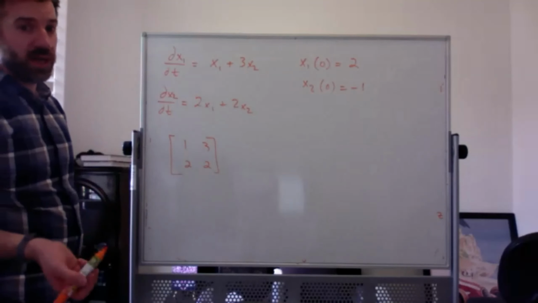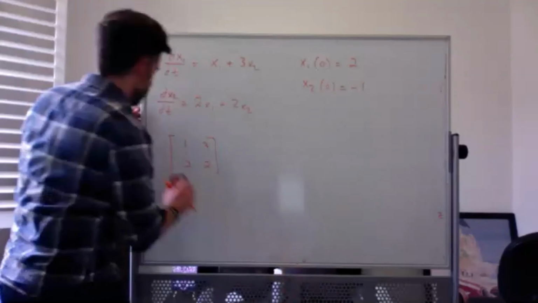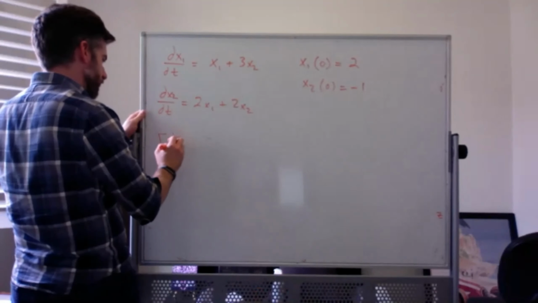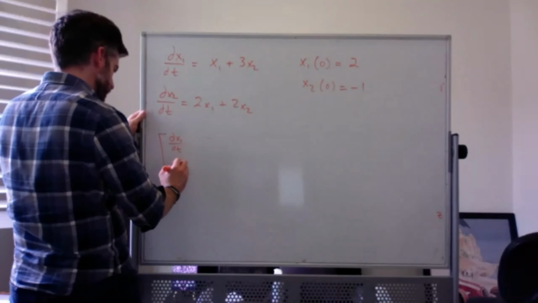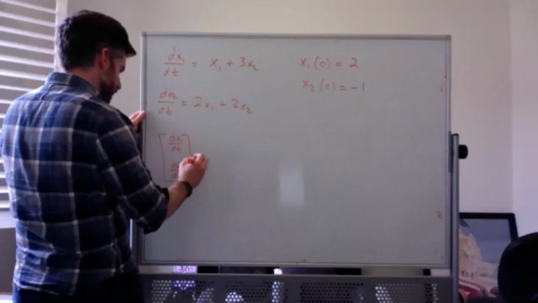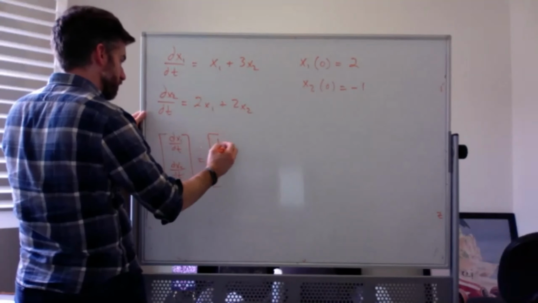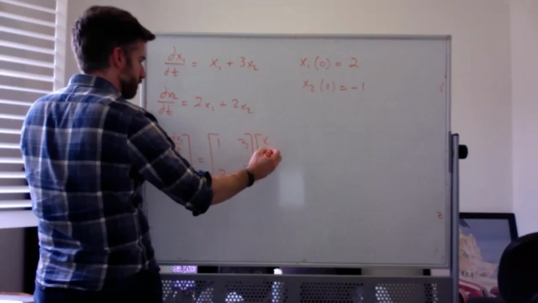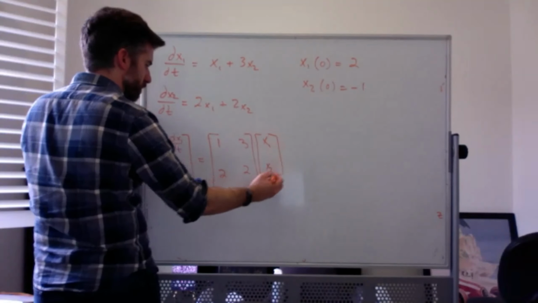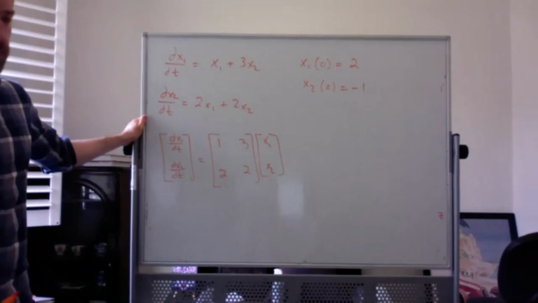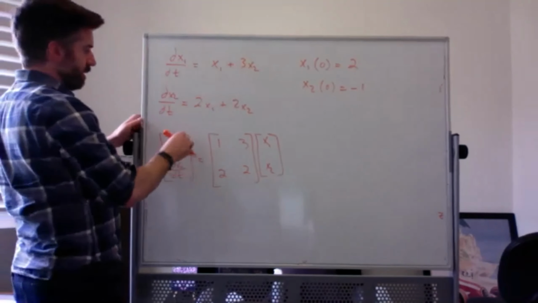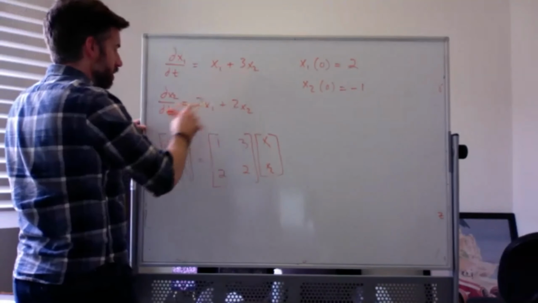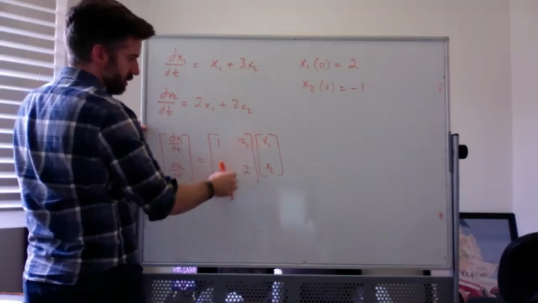In fact, we can write the equation as dx1 dt, dx2 dt equal to this coefficient matrix times this variable matrix. That says exactly the same thing as this. It says dx1 dt is equal to 1 times x1 plus 3 times x2, and dx2 dt is equal to 2 times x1 plus 2 times x2.